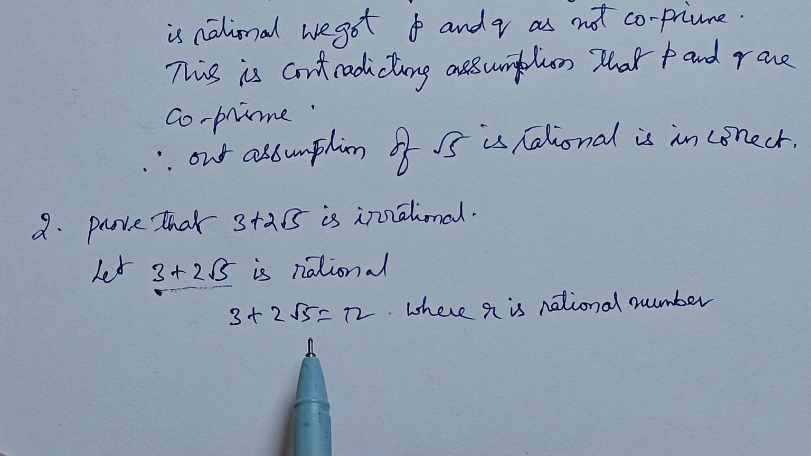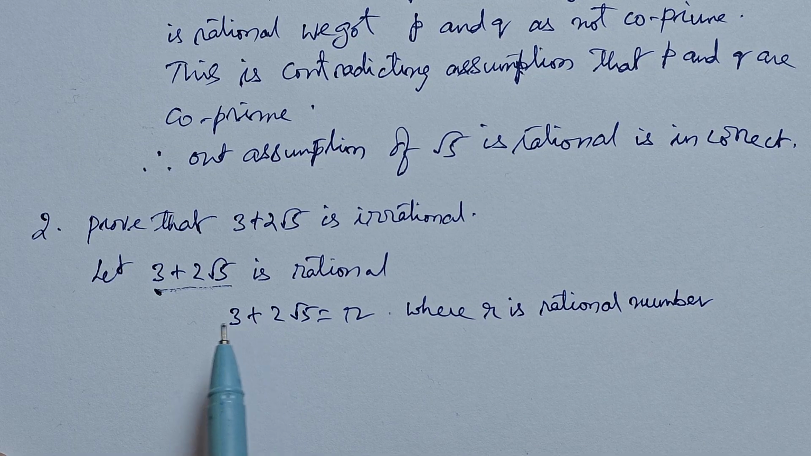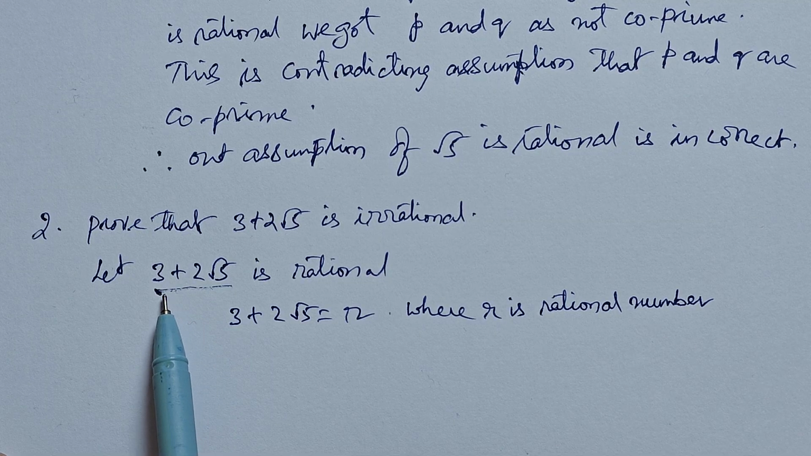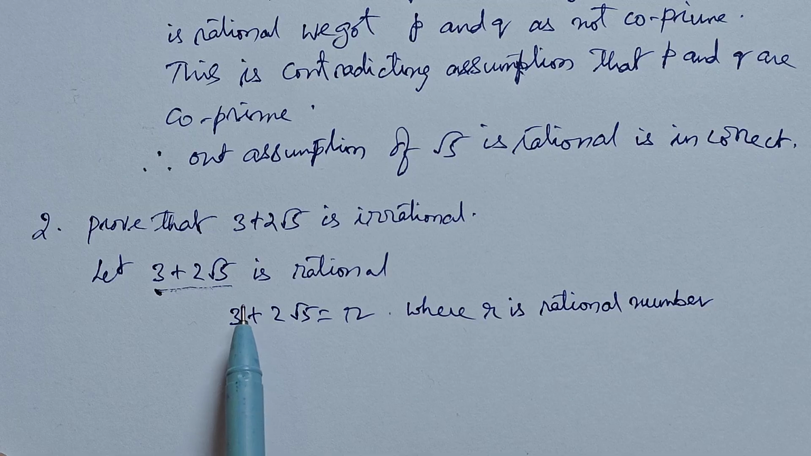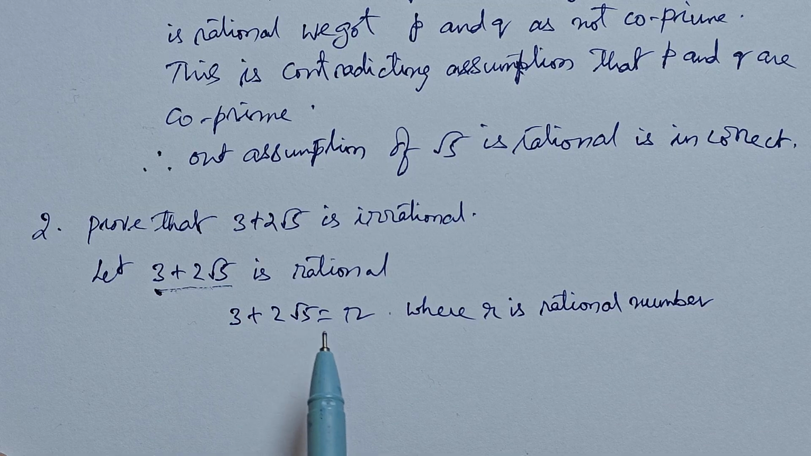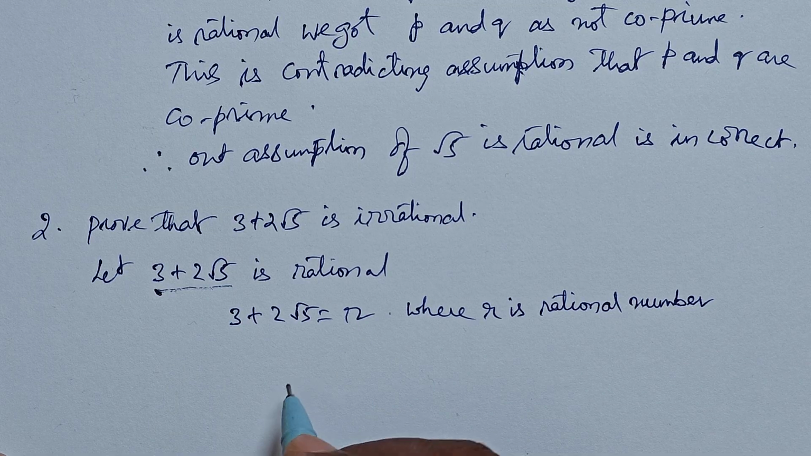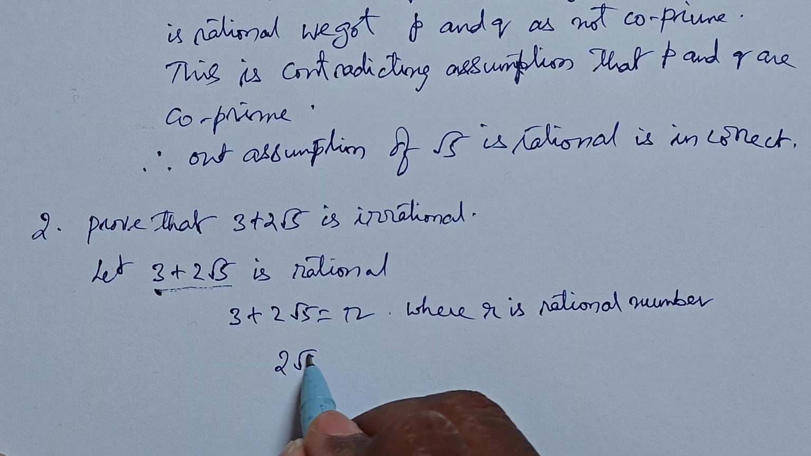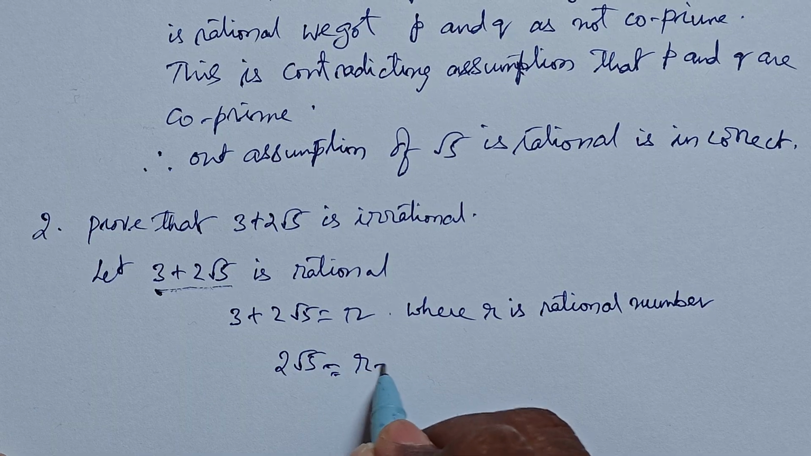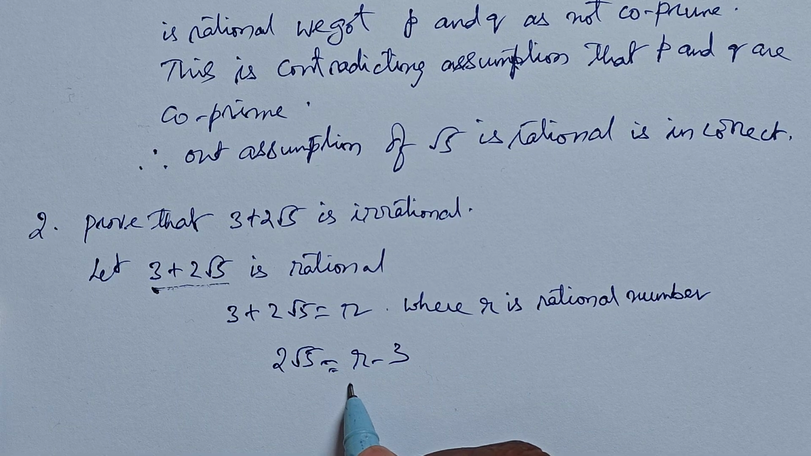So this is the only trick, if you want to assume it as such, but I don't want to say it as a trick or tip. If it is already given as some rational plus some irrational number like this, assume it as r. So you know 2 root 5 is equal to r minus 3. So r is a rational number. We know that 3 is also a rational number only.